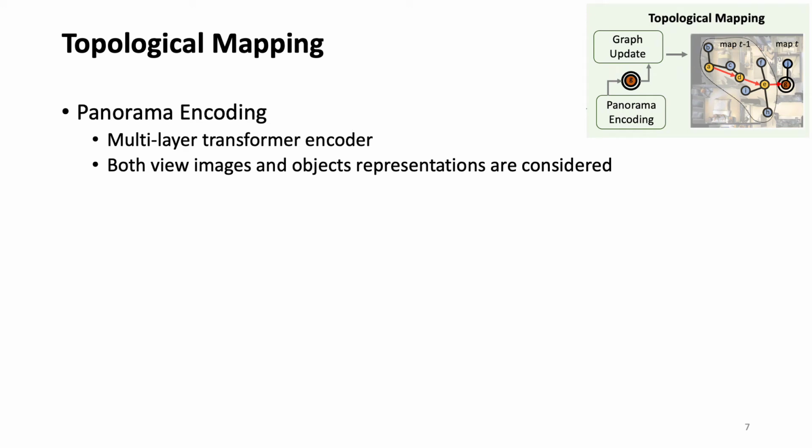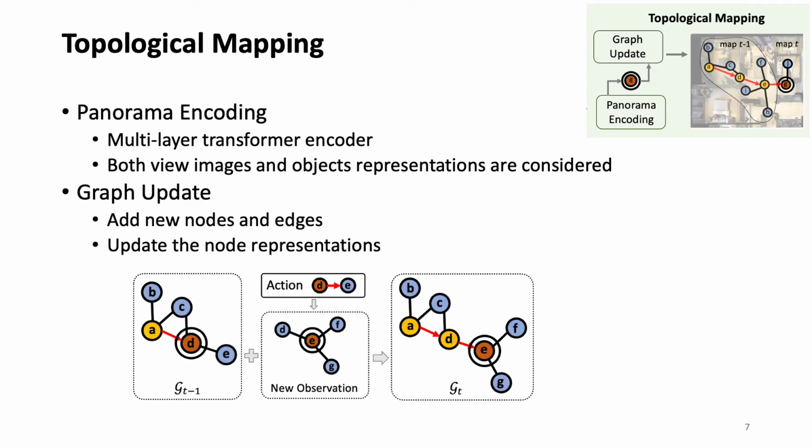In the topological mapping, we first encode the newly observed panorama via a transformer encoder. Both the view images and fine-grained object representations are considered in the encoding. Then we add new nodes and edges to the graph and also update the node representations.